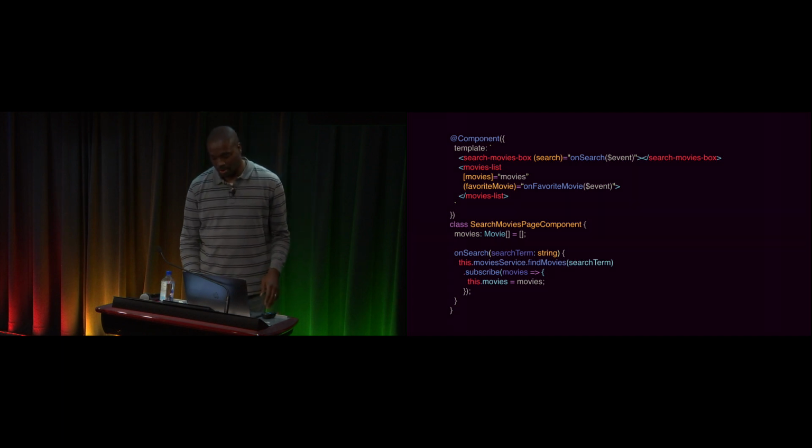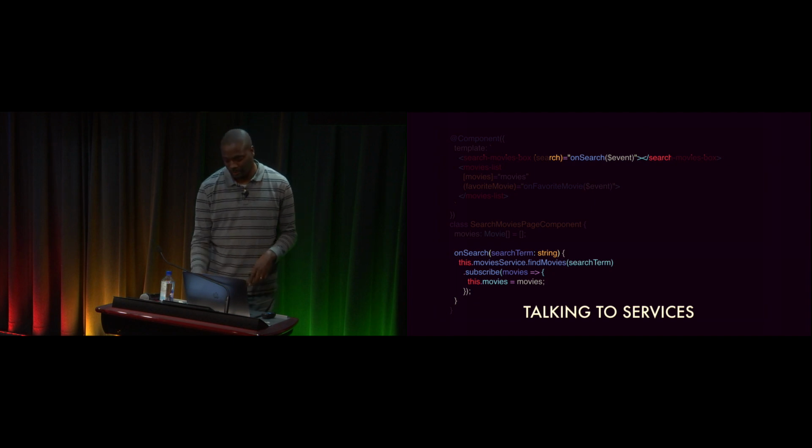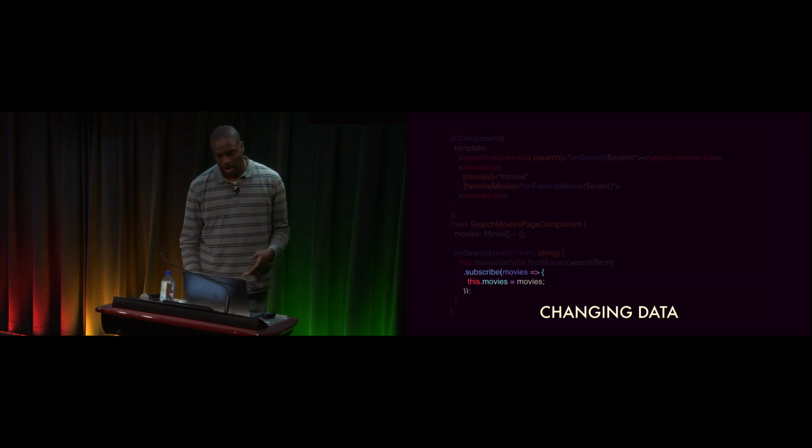So let's look at some of the responsibilities that we had before, or that are done in Angular today. Here we have this search movies page component, and it's doing a few things. It's passing data around, we're binding to these movies, and we're setting that property in our component. We're talking to services, going out and hitting some API, and then updating that property in the component itself. And we're also changing that data as a result, subscribing to that observable and updating the movies.